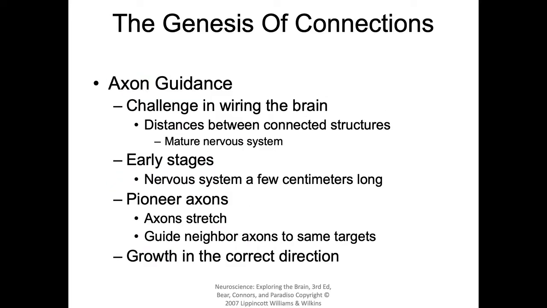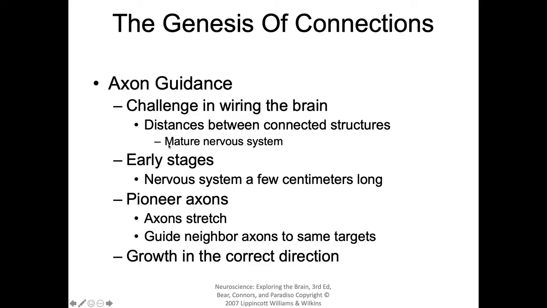So when we think about the genesis of connections that's happening here, we have axon guidance, and this has a couple of different points to it. We have a challenge. The challenge is basically wiring the brain, which is a big one. Some of those challenges include the distances between these different types of connected structures. It's pretty easy in the early stages of development to establish these types of major connections. In the mature nervous system, that's a much bigger deal.